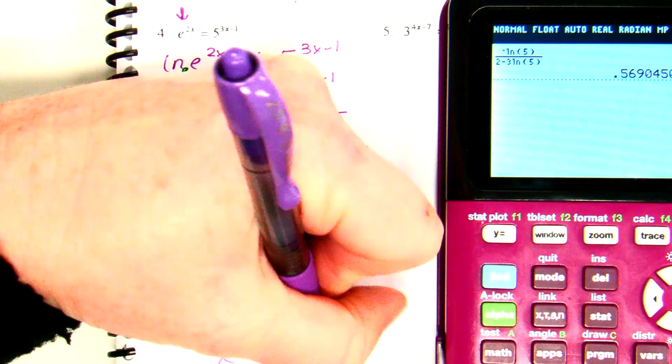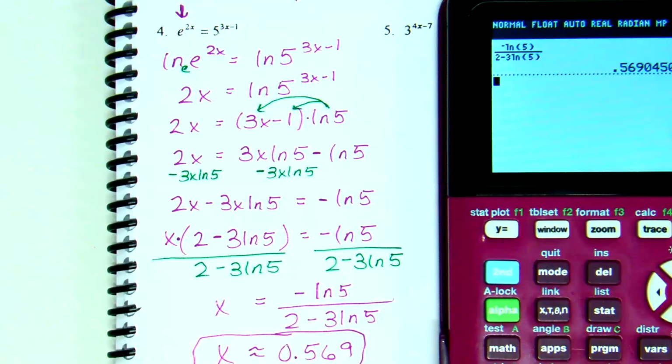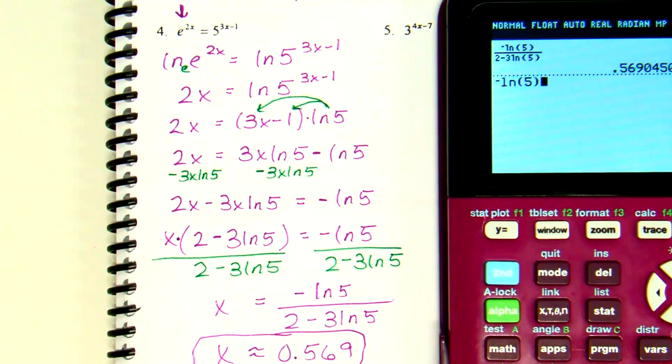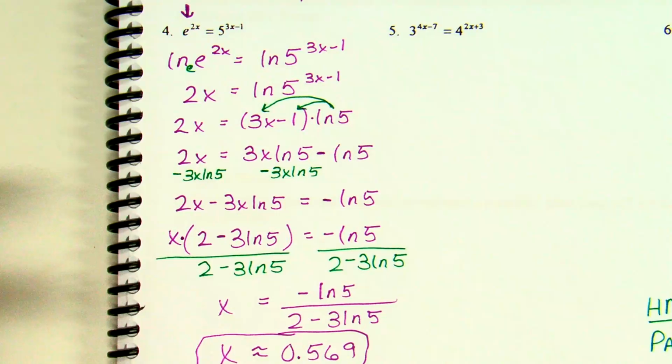0.569. It said the other option, it's like negative 5.63. Oh, if you don't put parentheses? Okay, yeah. So if I don't use a fraction bar, I'm going to say negative ln 5 divided by parentheses around my whole denominator, 2 minus 3 ln 5, end parentheses. Okay, so just kind of a friendly reminder.